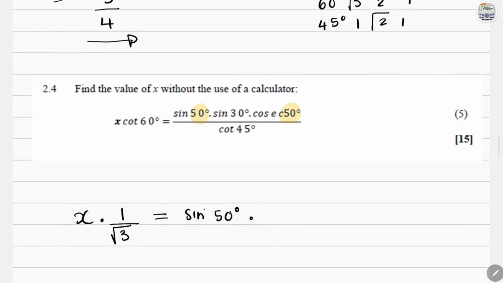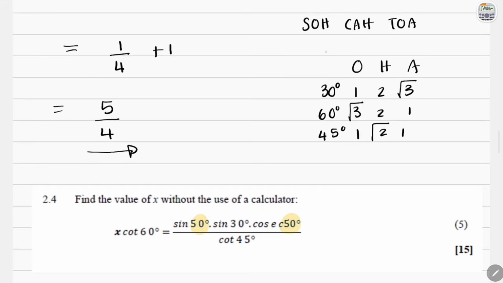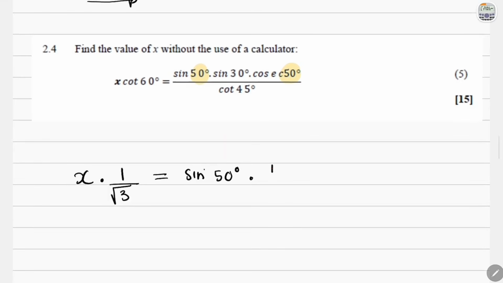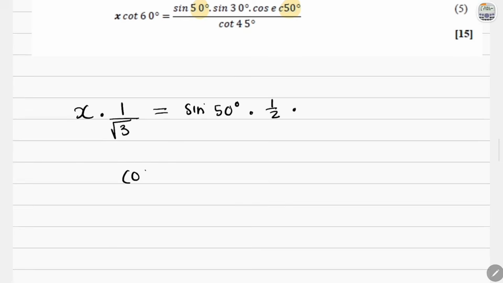Okay, then we have sine 30 degrees, and sine 30 degrees, we know that sine is opposite over hypotenuse, so sine 30 degrees is 1 over 2. So it's multiplied by a half, and then it's multiplied by cosec 50 degrees. And we know that cosec 50 degrees is equal to 1 over sine 50 degrees.